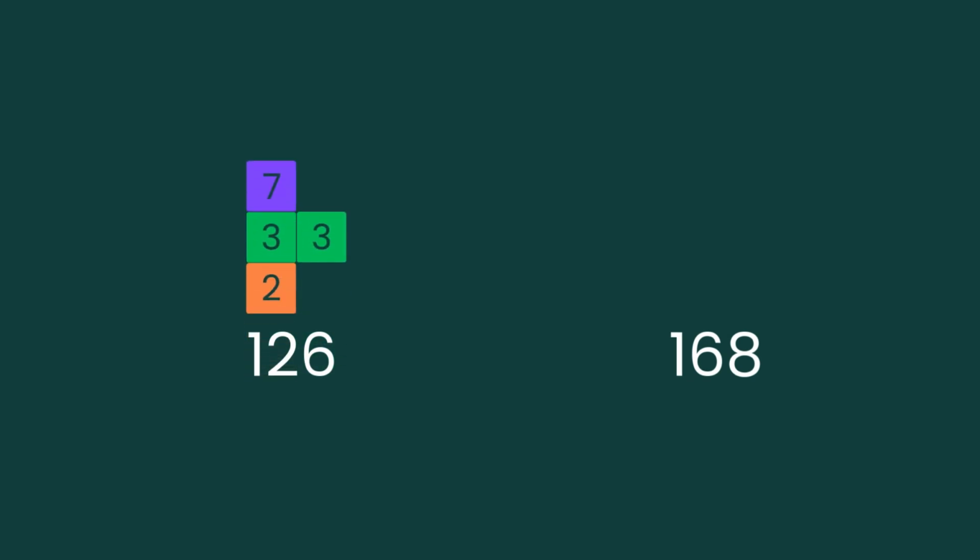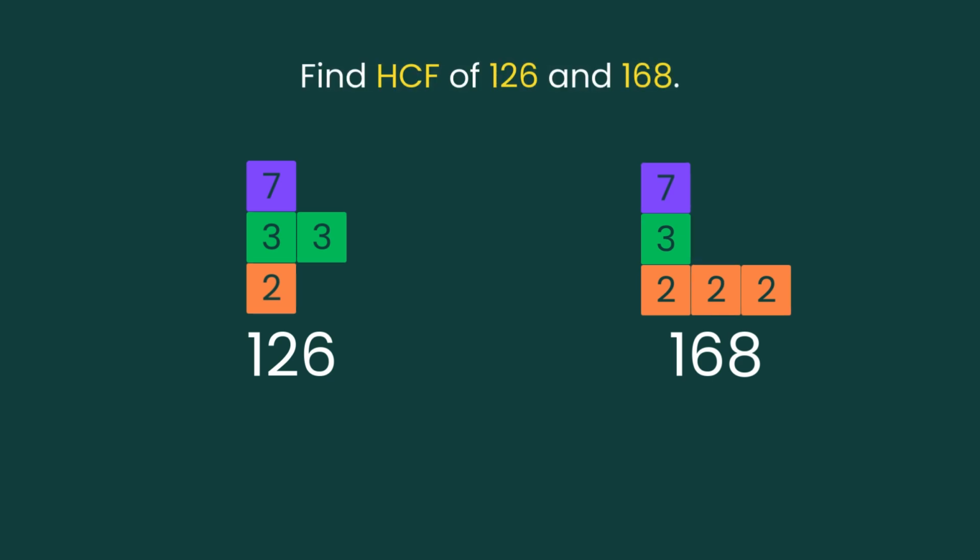Now, let's take another example, the numbers 126 and 168. The number 126 will be made of a card of 2, 2 cards of a 3, and a card of a 7. And 168 will be made of 3 cards of 2, a card of a 3, and a card of a 7. To find the HCF, we see that both numbers have one card of 2, one card of a 3, and one card of 7 in common, so the HCF is 42.